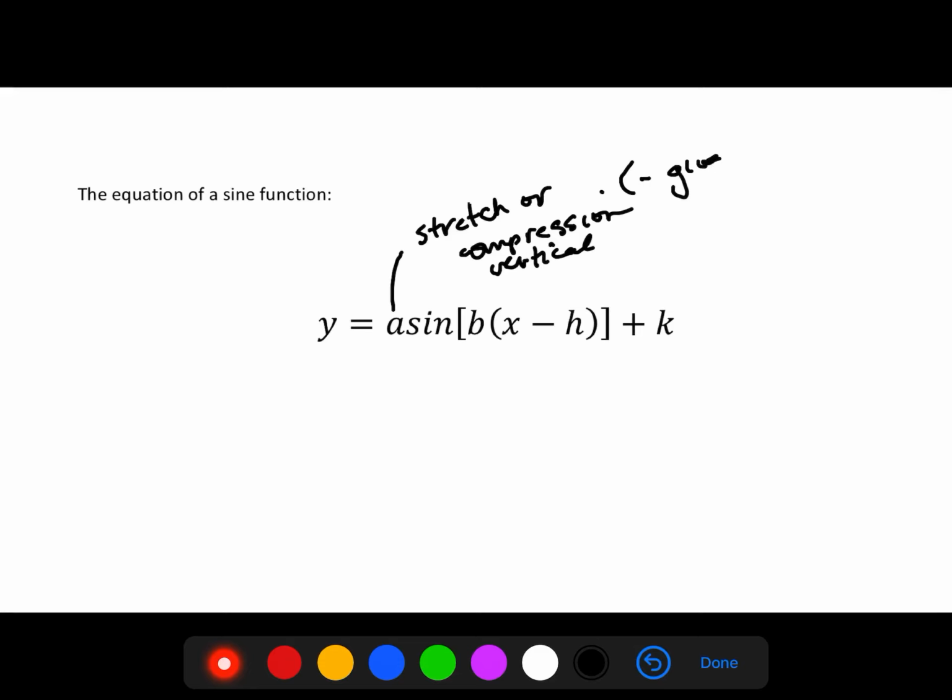It could also be a reflection if we have a negative out front. And sorry, that's not writing there, but that's reflection. So that means a reflection in the x-axis. The b value in here is a horizontal stretch or compression, and that's going to change our period.